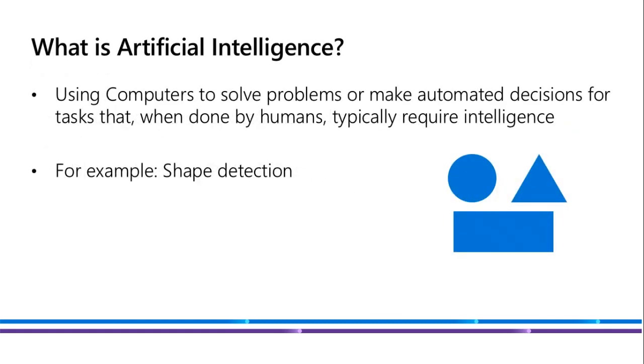So what is artificial intelligence anyways? A basic definition of artificial intelligence is that you make use of computers to solve problems or make automated decisions for tasks that, when done by humans, typically require intelligence. So what differentiates AI from simple programs is that you actually need a thought process to get those objectives done. For example, shape detection.